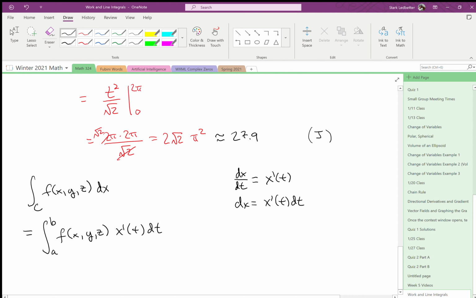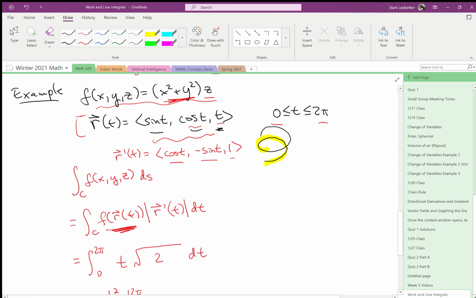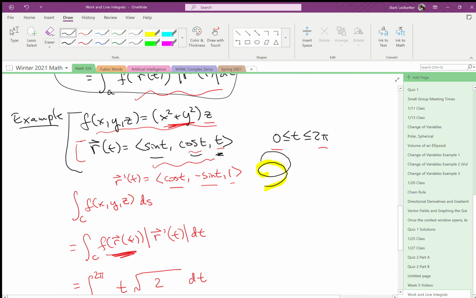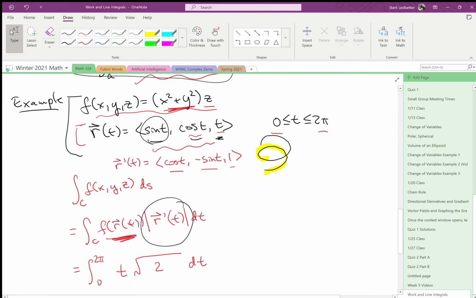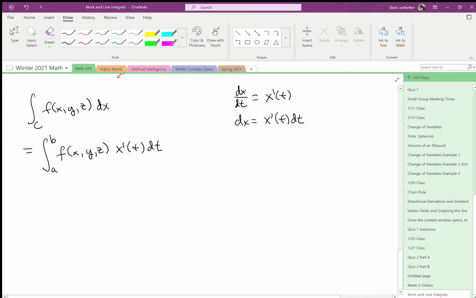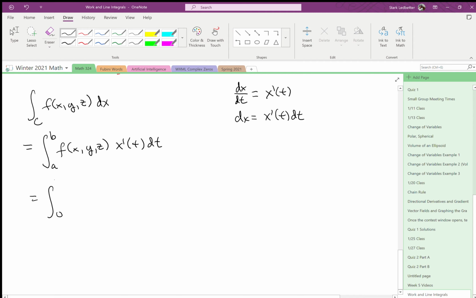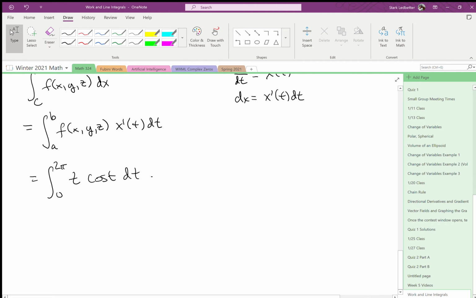Okay, so let's use the same function and movement vector we were using, the same example as up here. And now, instead of this r prime, we're just going to put x prime, so derivative of sine, which is cosine. So everything's the same. My f of r of t is still t. So I get the integral from 0 to 2 pi, and check this out more slowly if you need to, of t, and then the derivative of sine is cosine t dt, and this is a quick integration by parts.